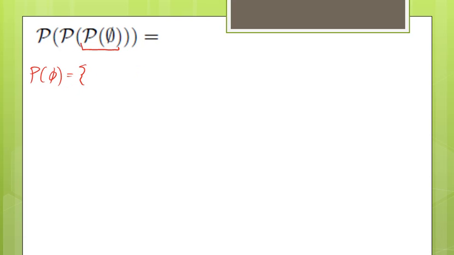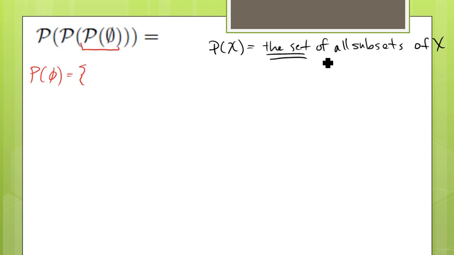Now let's just pause for a moment here to write down that the definition of a power set of some set X is the set of all subsets of X. So all the possible subsets of X collected together in a set, that's what a power set is. And so it is itself a set. So that's why we're starting here when we say the power set of empty set.